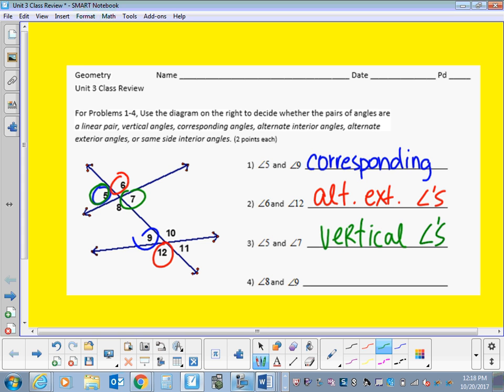And then we have 8 and 9, consecutive interior. If you write same side interior, I'll give you credit. Same thing. Consecutive interior angles. All good on this?